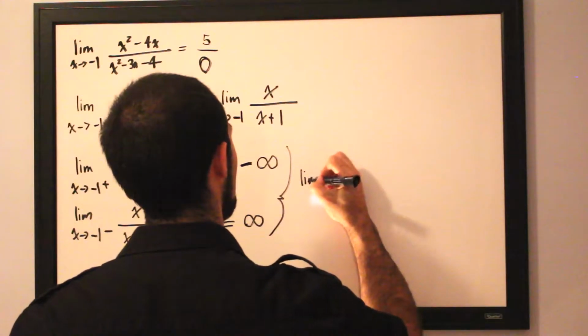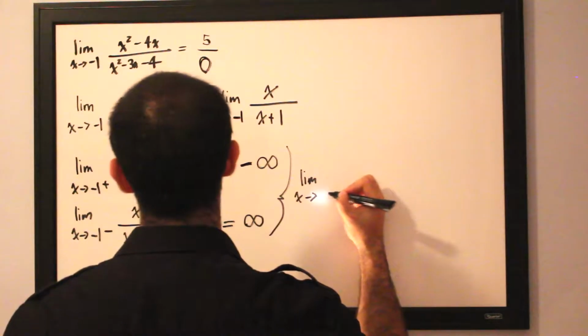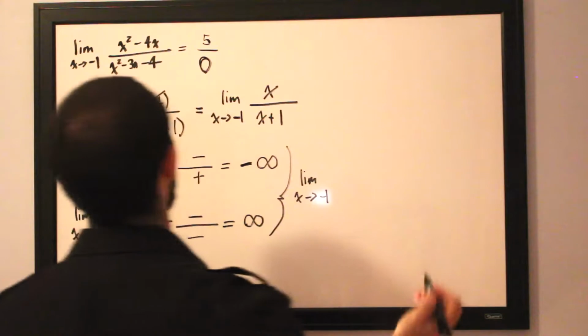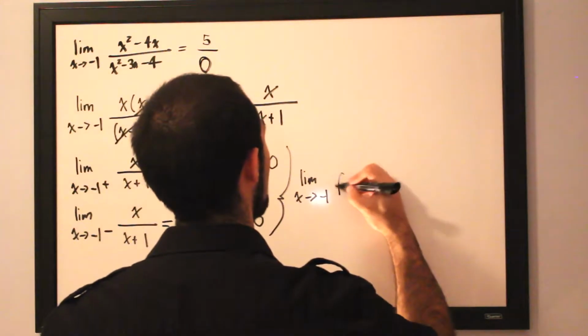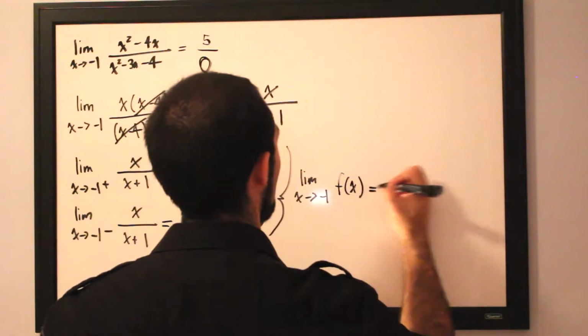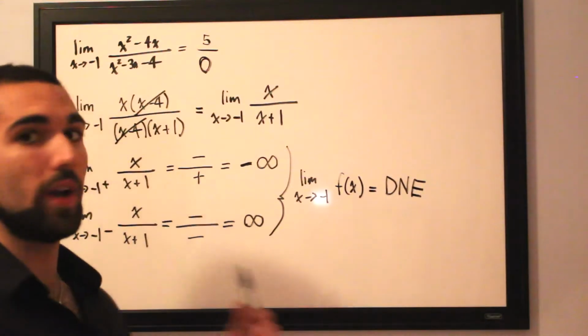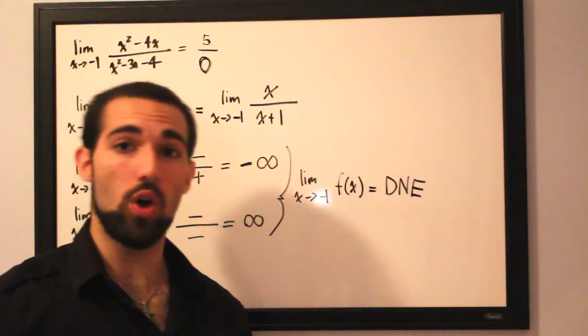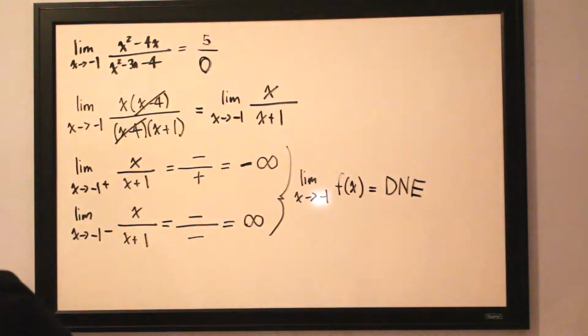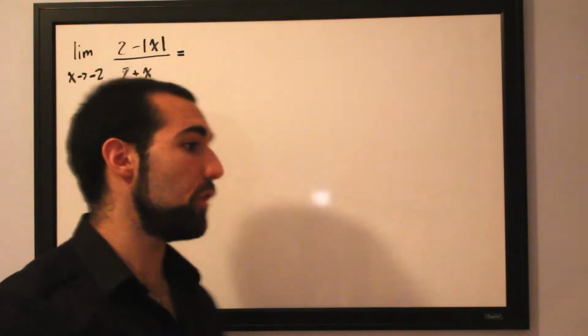The limit as x approaches negative 1 for this whole expression, let's write it as f of x, is equal to DNE, because our right-handed and left-handed limits do not line up with each other. So here we're going to have our grand finale for today's video.